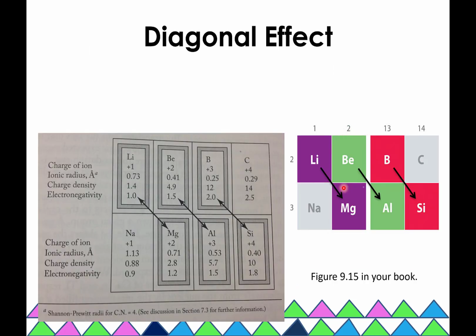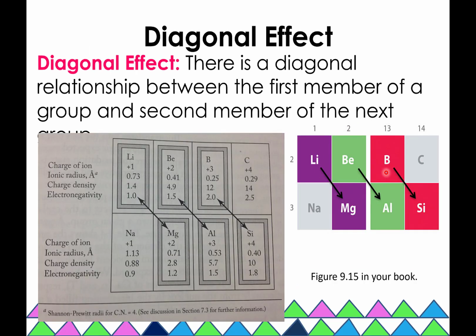We also need to talk about the diagonal effect again with beryllium. So remember that there's this diagonal relationship specifically between beryllium and aluminum. And this is again because they have similar charge to size ratios, similar electronegativity, similar charge density. You can see this here. Beryllium is very small. Its ionic radius is only 0.41 angstroms, and it has a charge of +2. The charge density is very similar between beryllium and aluminum, and they have almost identical electronegativities. And so because of that, they have some similarities.